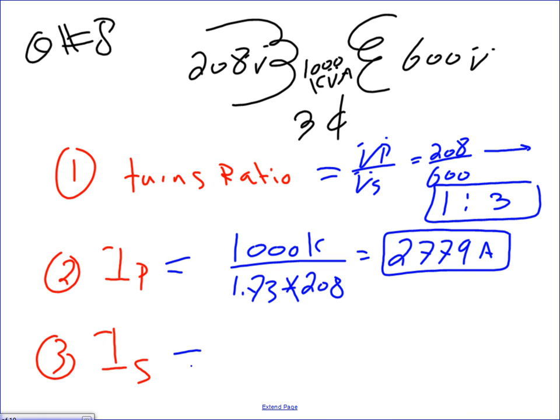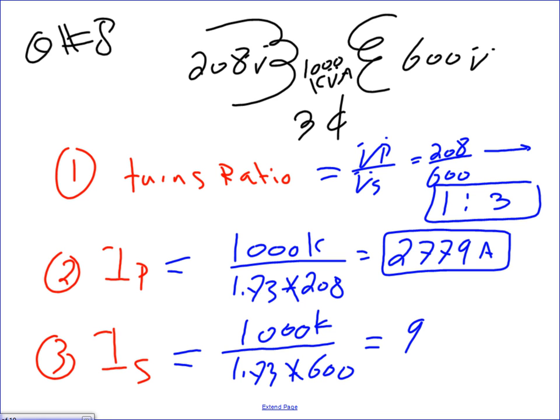I secondary is 1000 kVA divided by 1.73 times 600. It's a step-up transformer, and I came up with 963 amps. 963 amps. Anybody come up with something different?